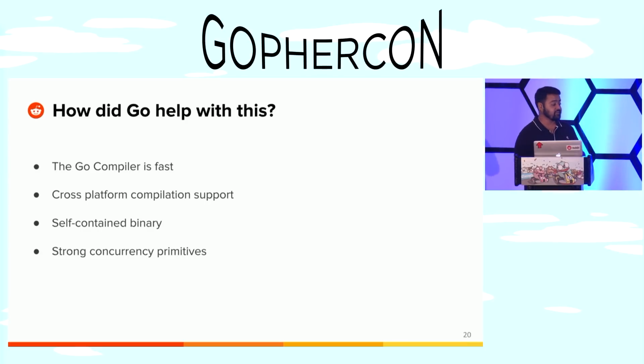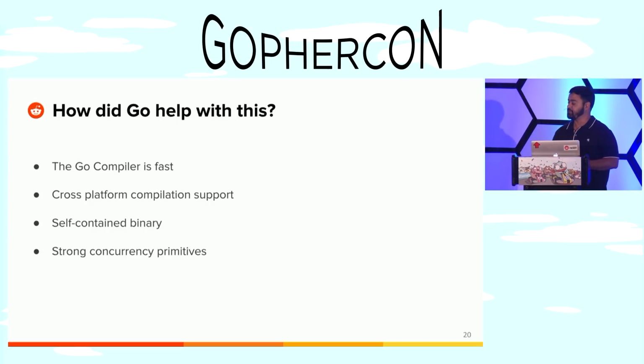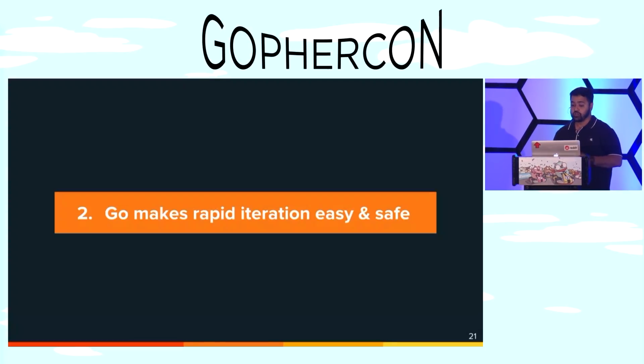And then the last thing here, the strong concurrency primitives, those helped us run these multiple auctions, switch things around, and do those in a safe way. Goroutines, channels, and the select statement. So the takeaway from this experience was the rapid iteration that we needed to do was made easy and safe thanks to Go.